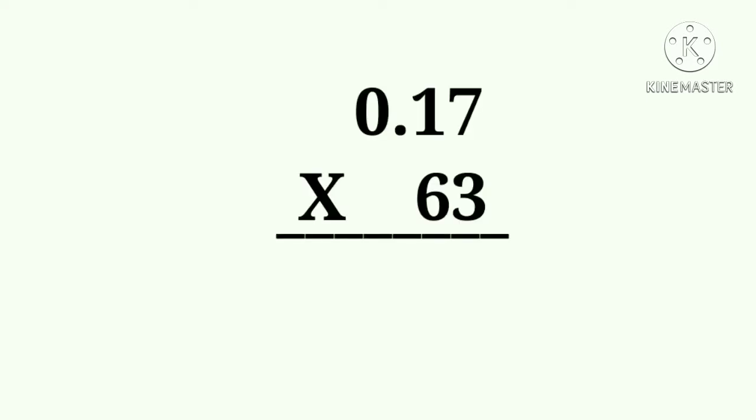The solution is right-align the decimal and the whole number. Ignore the decimal point and multiply the factors as if whole numbers. First thing to do is to multiply 3 by 7, which is 21. Since 21 is greater than 10, we're going to regroup. So we have now 1, regroup 2. Next is 3 times 1 is 3, plus 2 is 5. Next is 3 times 0 is 0.